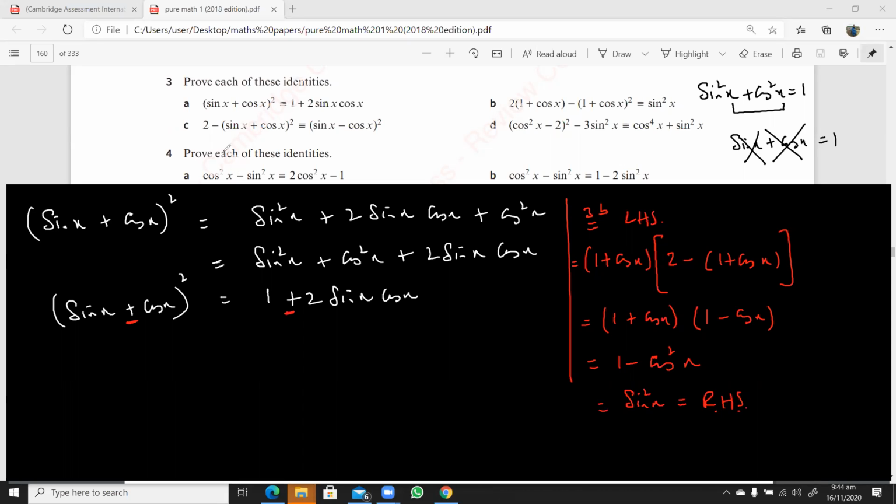And in the C part, you must use all this working here in the C part.